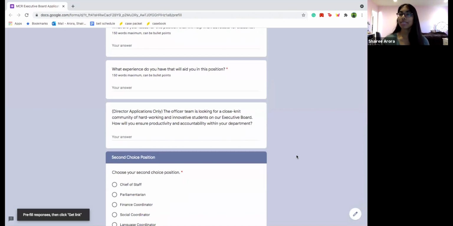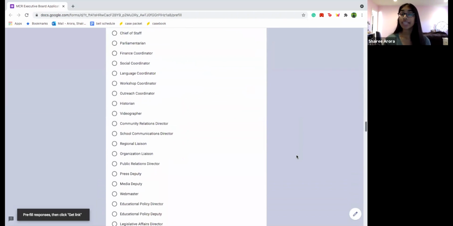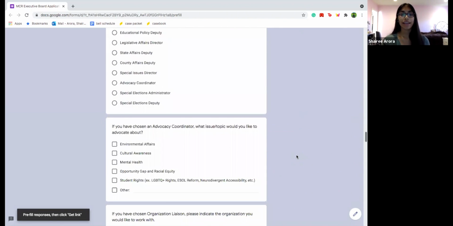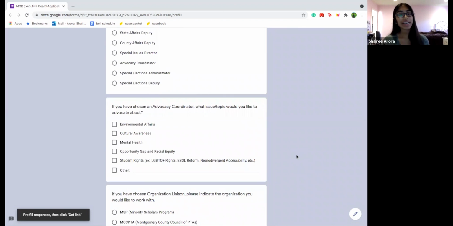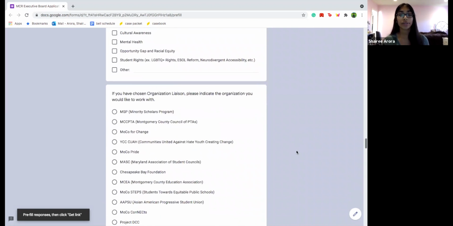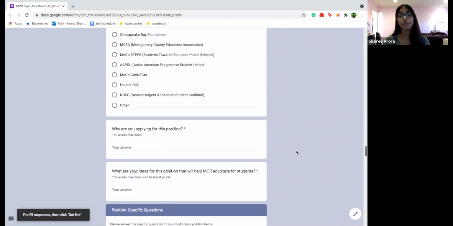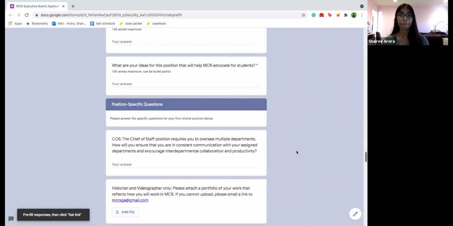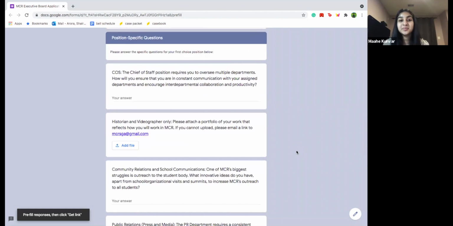So the next, it's basically the same thing again. You choose your second choice position that you would also be okay with being on our executive board. Same thing for advocacy coordinators and organizational liaisons. And then the same two questions that Maahe spoke about earlier, just why you're applying to this specific position, as well as your specific ideas for that position. And then we move on to position-specific questions.